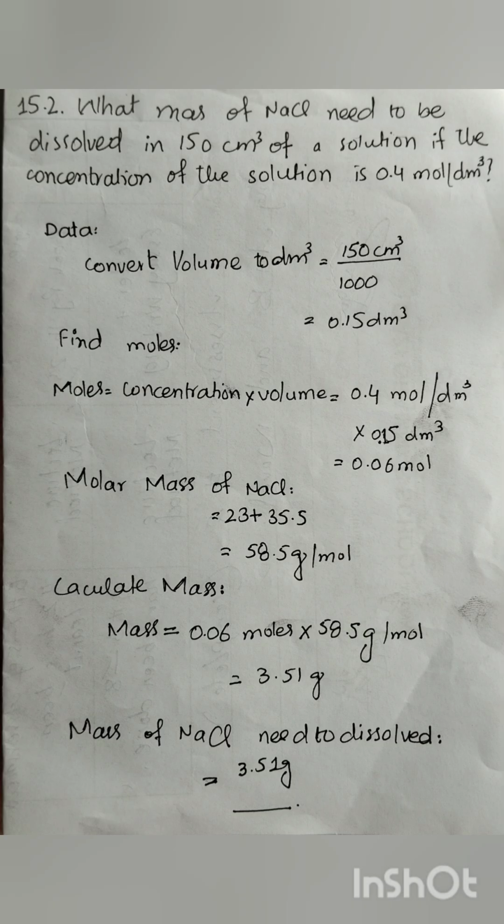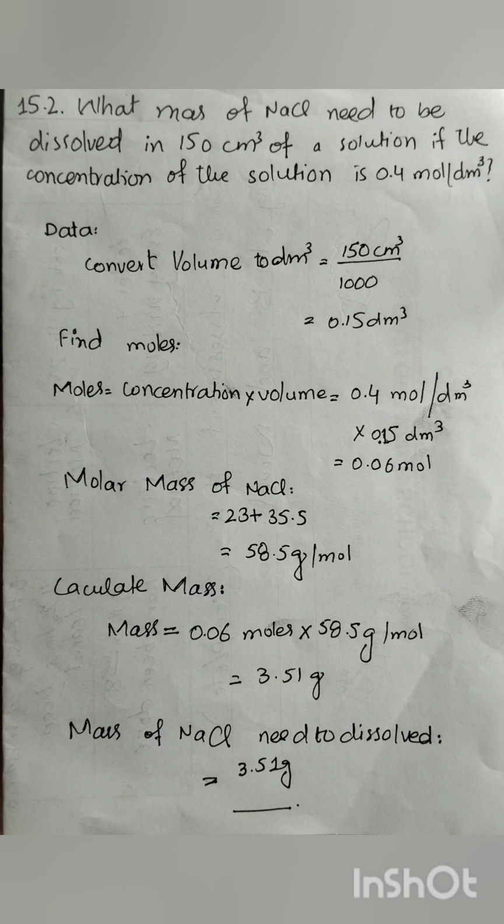What mass of NaCl needs to be dissolved in 150 centimeter cube of a solution if the concentration of the solution is 0.4 mole per decimeter cube. So in this numerical we will find the mass of NaCl that we need to dissolve in 150 centimeter cube of 0.4 concentrated solution. So first of all, we will convert decimeter to centimeter cube to find moles.